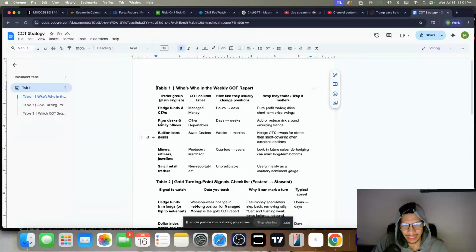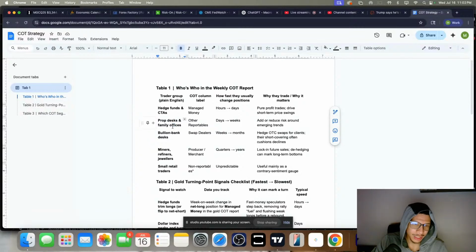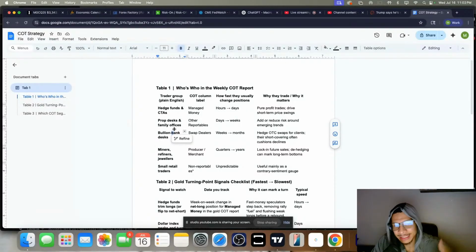where it talks about the players within the market. So you got hedge funds, you got prop desks and family offices, whatever that means. No idea what that means. Bullion banks, I've once again no idea what that means. I just want to understand the different groups of people involved with this market, and what you're looking at right now is primarily for gold. You got miners and jewelers, and you see their positions.